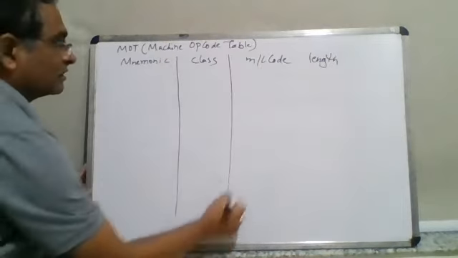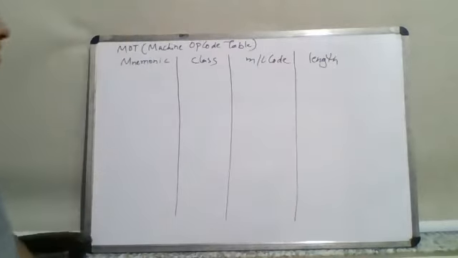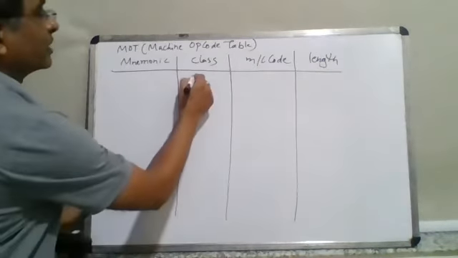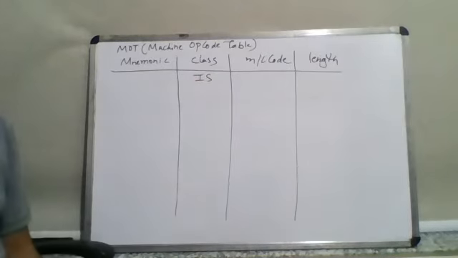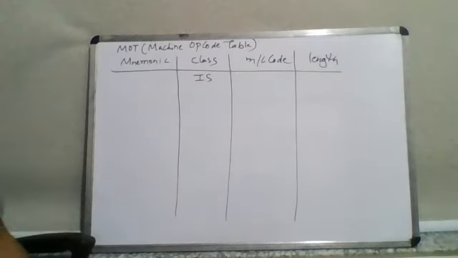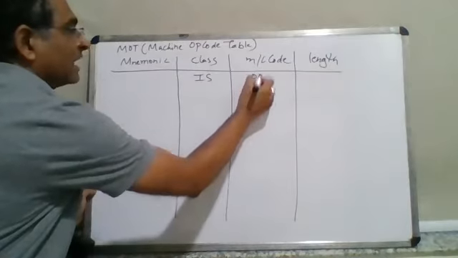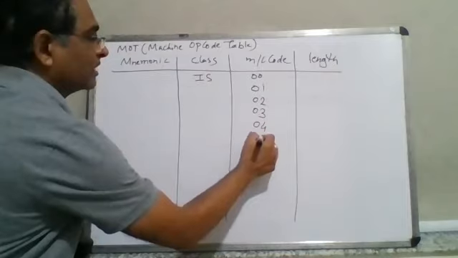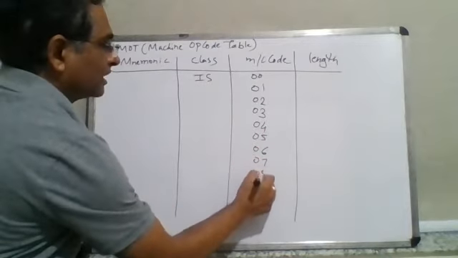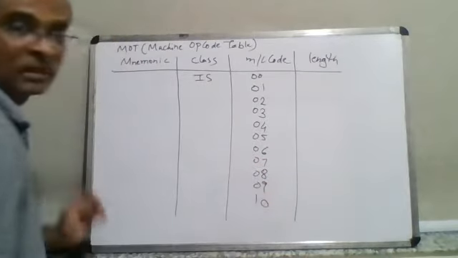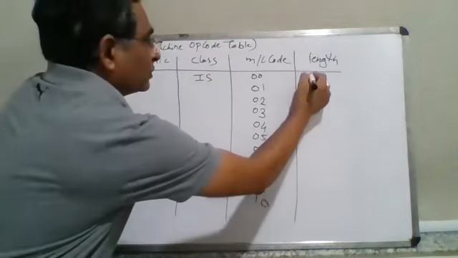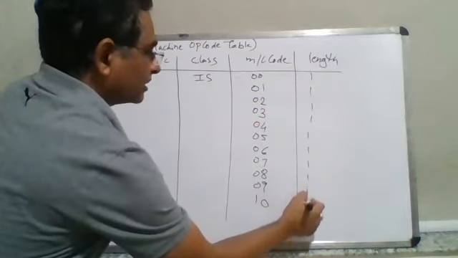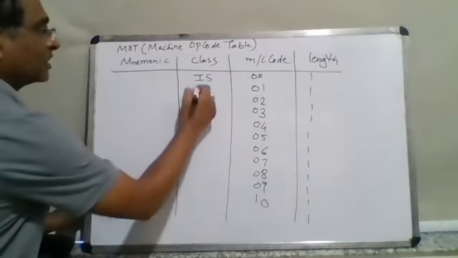So let us see what information this table will have. I will have various different classes here. One is the imperative statement class. IS stands for imperative statement, right? And the machine codes go from 00, 01, 02, 03, 04, 05, 06, 07, 08, 09, 10, and each of these is going to have length 1. Don't worry, I'm going to fill up everything here, right? And all of these belong to the IS class.